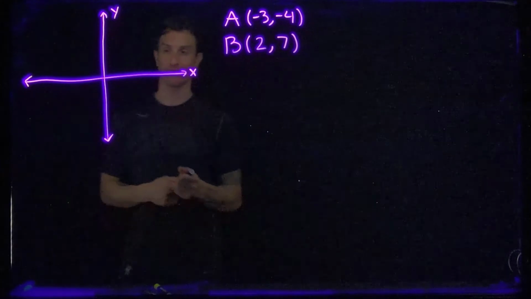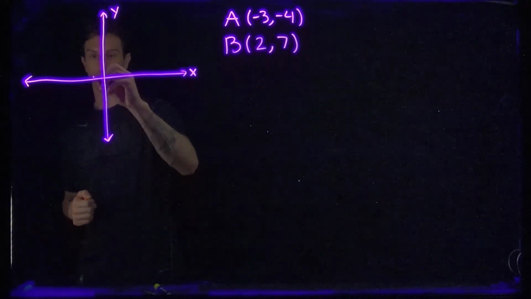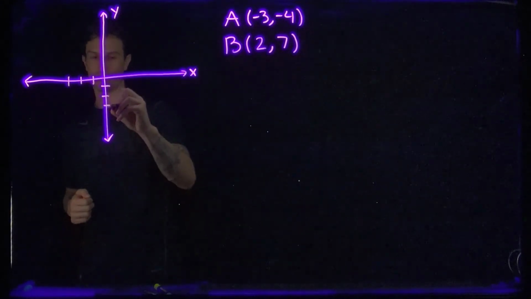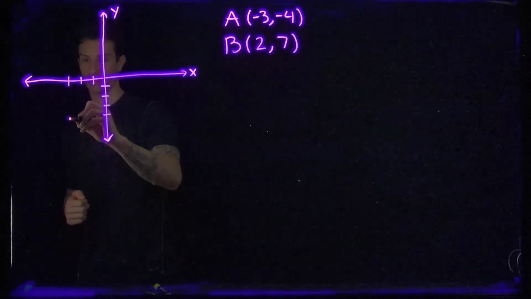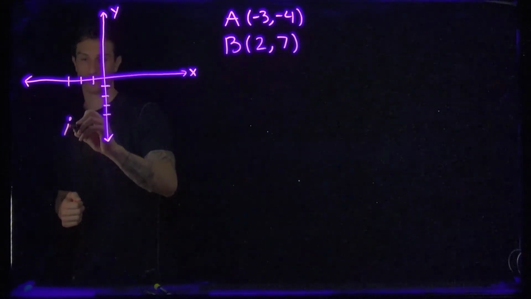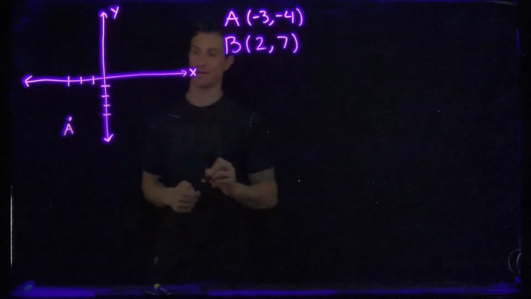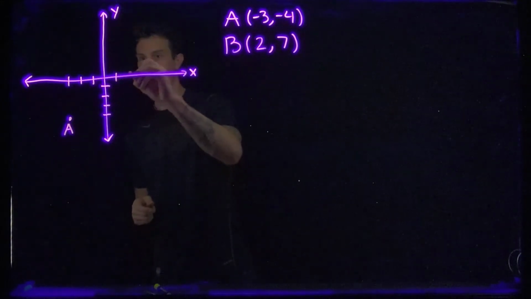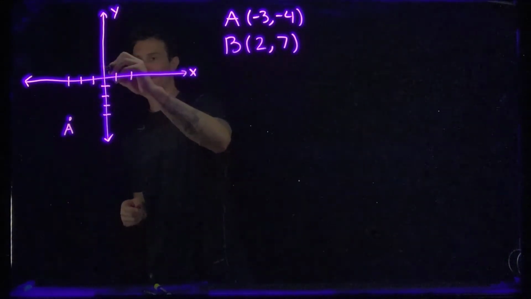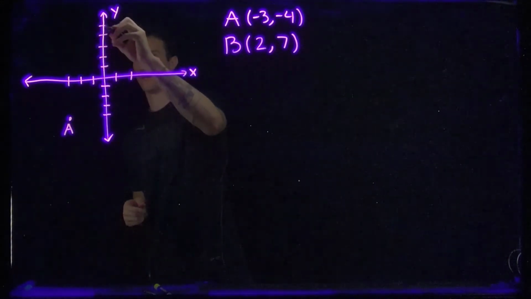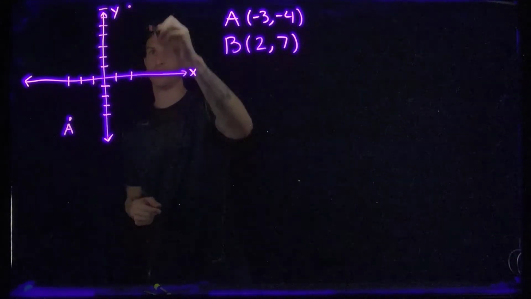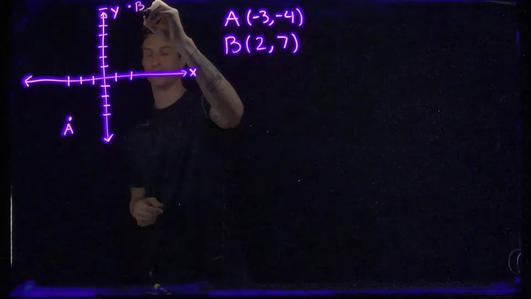So let's do A first. We have -3, -4. 1, 2, 3, 1, 2, 3, 4. Put a dot and call it A. You can call your points whatever you want; I'll use A and B. And 2 and 7. We'll go 1, 2, that's fine. 1, 2, 3, 4, 5, 6, 7, off the graph, all the way up here. We'll call this B.